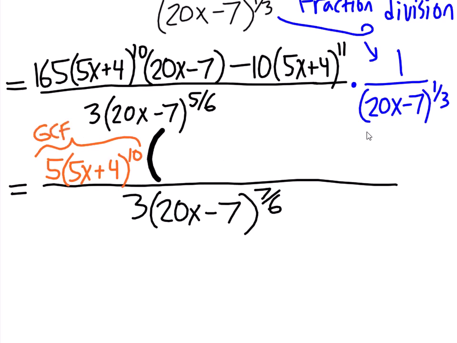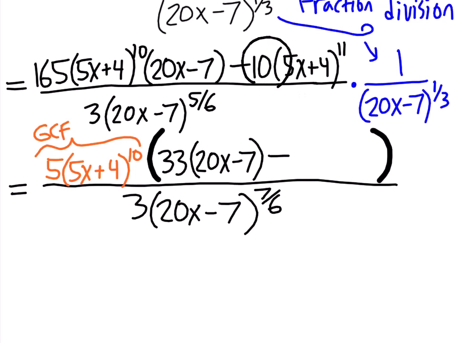I'll put some big parentheses here. And what goes inside the big bold parentheses? Well, 5 times what will give us 165? 5 times 33 will produce that 165. We've already taken out all of that (5x plus 4) to the 10th in the greatest common factor, but this 20x minus 7 is still left inside, right? So 20x minus 7 minus, in the second term, again, we took a 5 out in the greatest common factor, so that leaves us 2 here. And then (5x plus 4) to the 10th was taken out, so there's a single 5x plus 4 left on the inside, in parentheses.